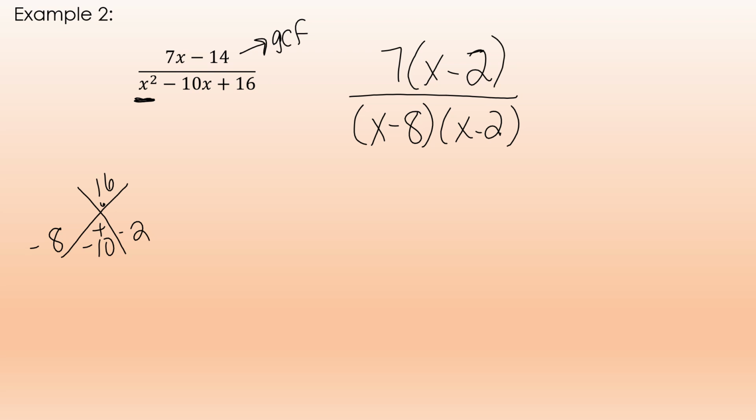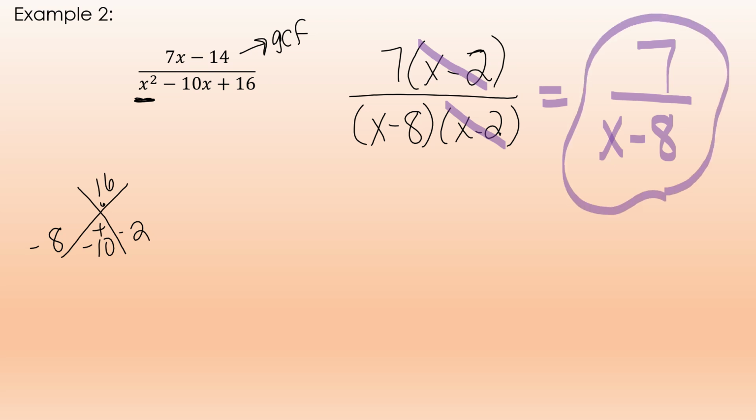Do you have a factor that reduces? Yep, you do. x minus 2 is 100% the same. What do you have left over? A 7 in the numerator and an x minus 8 in the denominator. There is absolutely nothing else to reduce. That's as simplified as it gets.